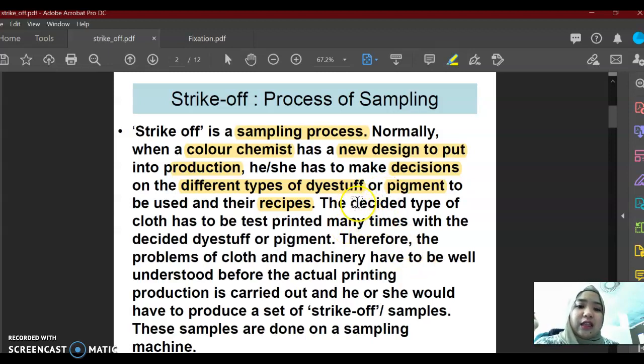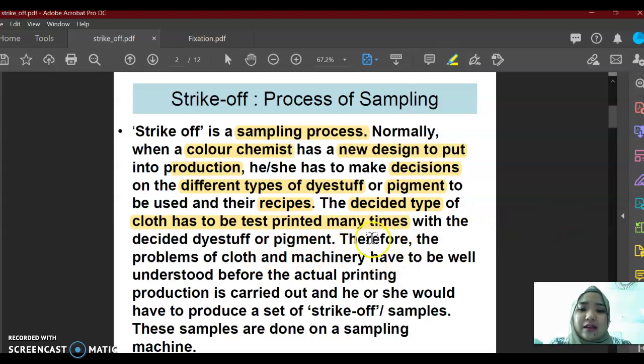Okay, and then after they decided the type and the pigment, they have to test print many times. Okay, they have to test print many times in order for them to ensure that the dye is suitable with the fabric. Some sort, they can fix it. They know certain way to fix it. Fixation yang bukan pembentukan. Okay, untuk curing lah kira dia.